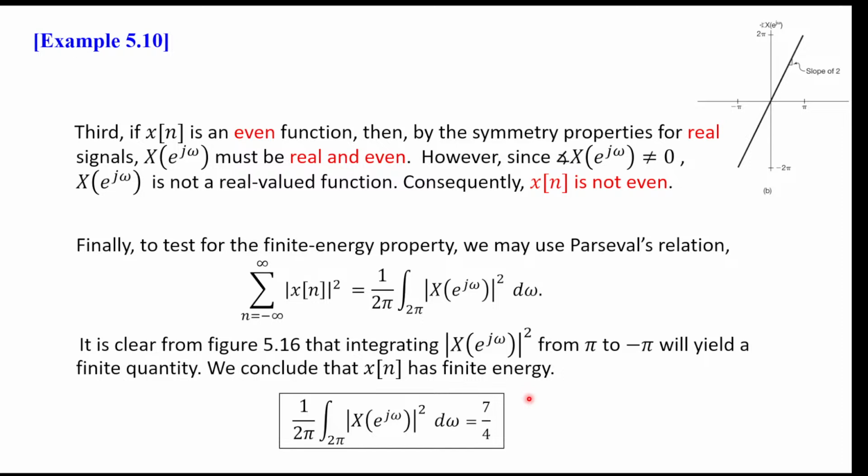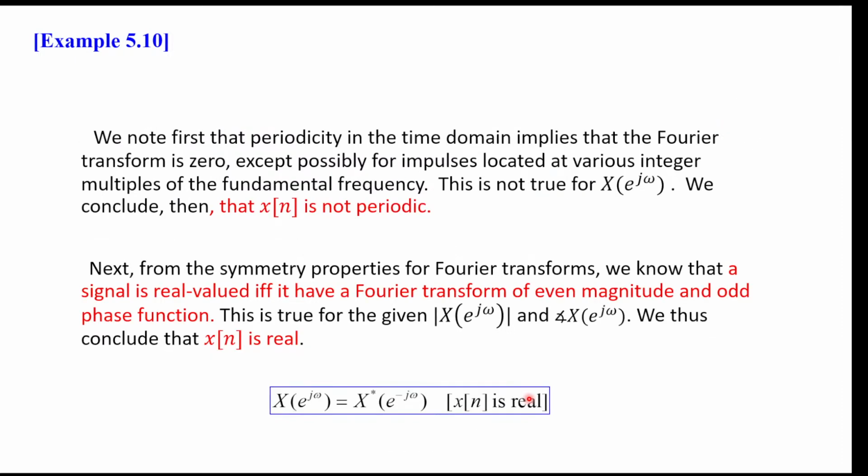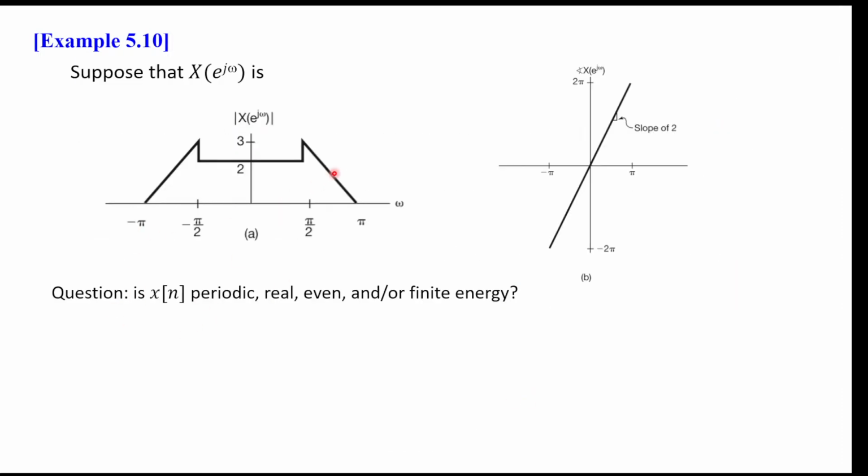So that's an example of knowing properties of x[n] from looking at big X of e to the j omega.